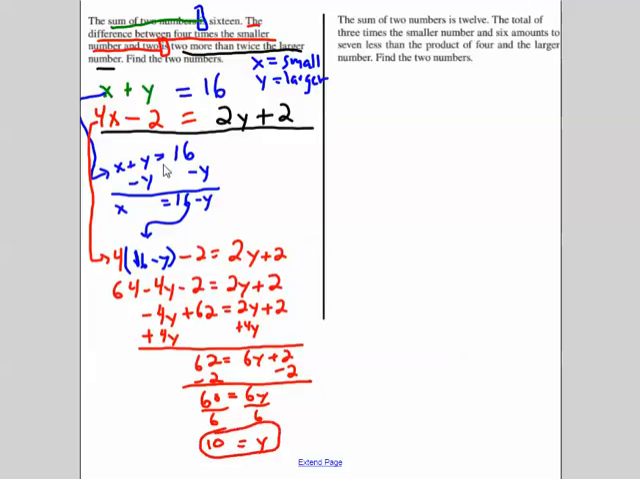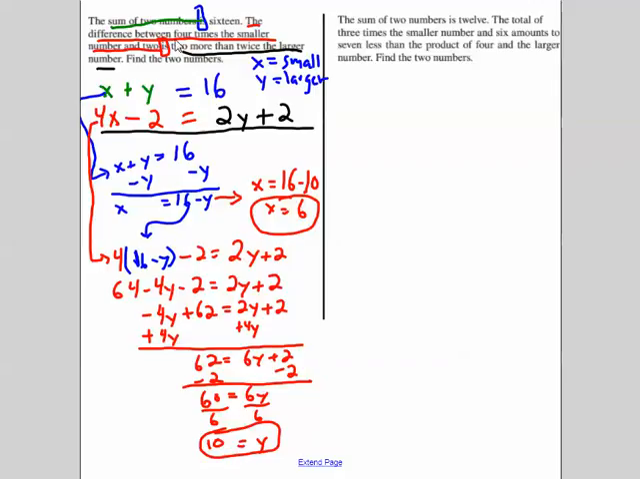Now I'm going to go back up into any of these equations. Substitute y equals 10 and find an answer. If I know y, I'm going to take this equation that's been modified from this equation. You could substitute y into here or y into here because they're both the same equation. But I'm going to say that x equals 16 minus y, which is 10. x equals 16 minus 10, 6. There's my solution. Smaller number x is 6. Larger number y is 10.